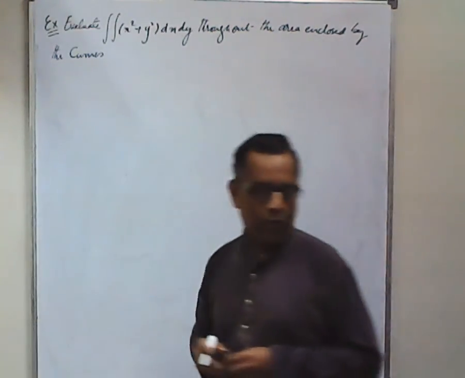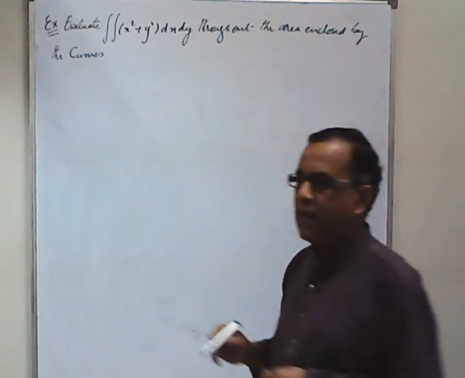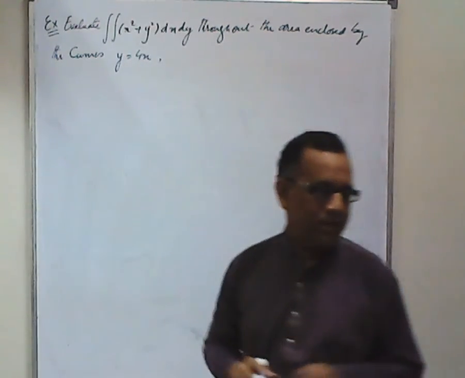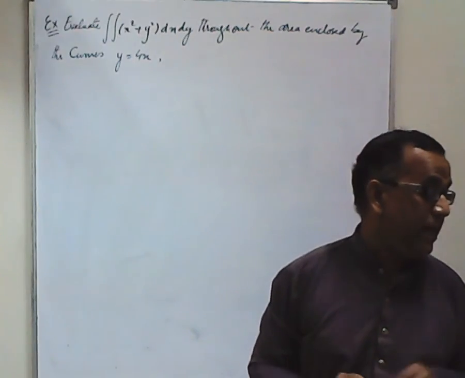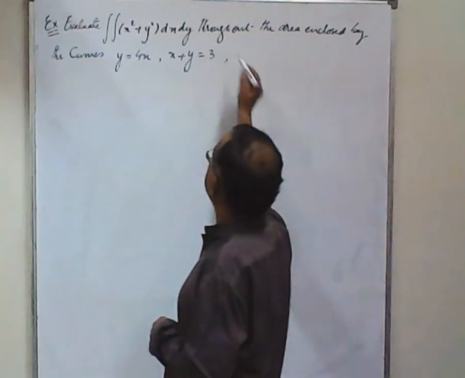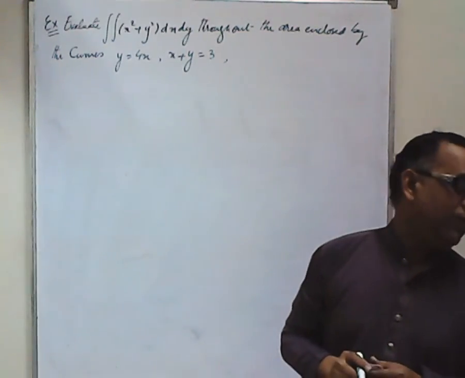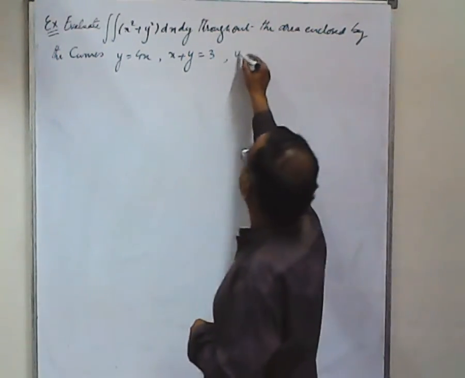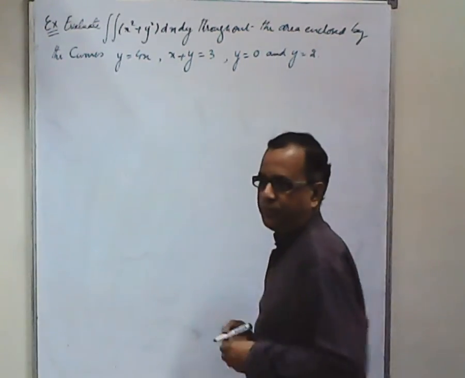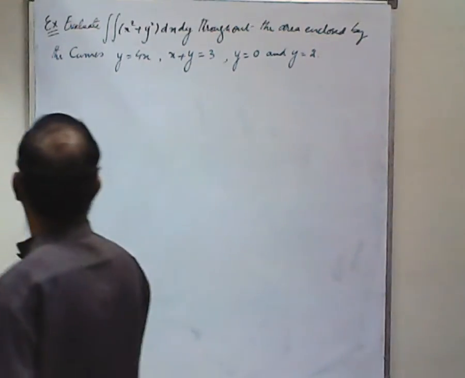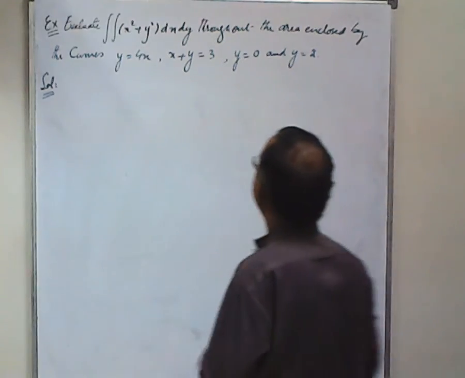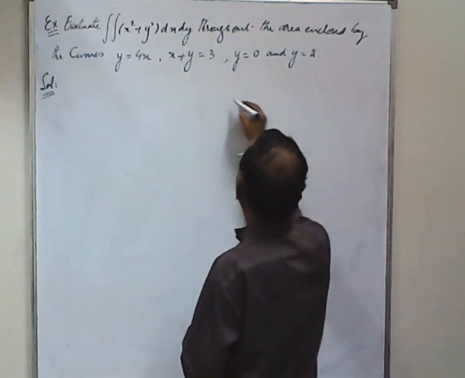Again I am taking 4 different curves. Number 1 is y squared equal to 4x, then x plus y equal to 3, then we have y equal to 0 and y equal to 2. So again, starting the solution by drawing all these 4 curves.